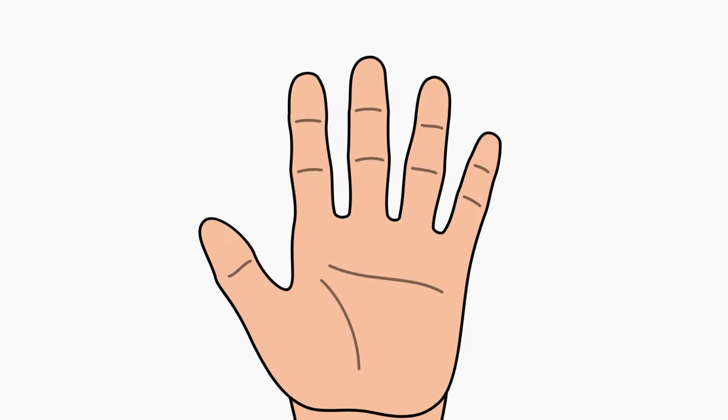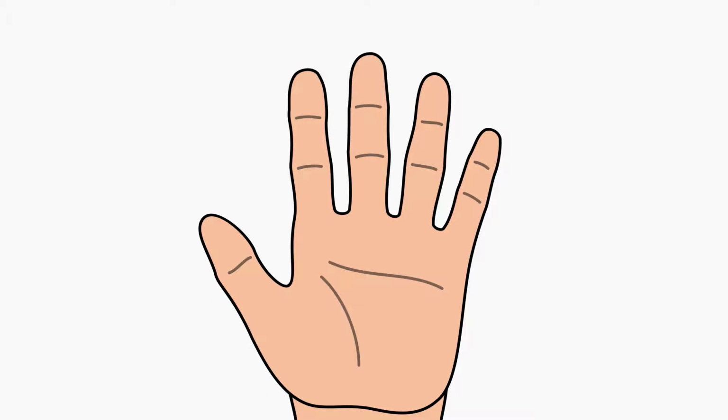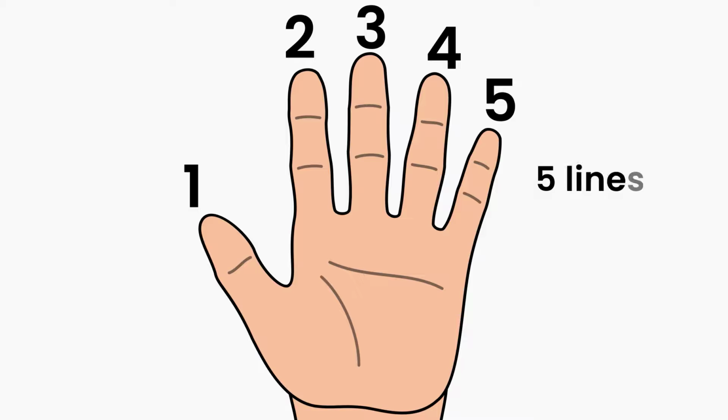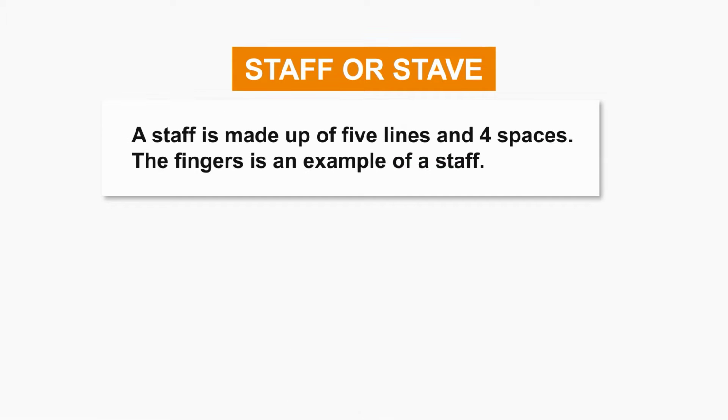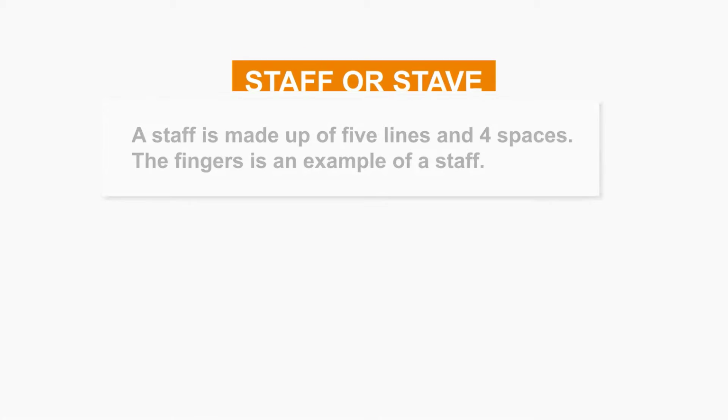Show me your fingers. Let us number it from the thumb, that is 1, 2, 3, 4, 5. Can you see the lines in your fingers and the spaces? That is 5 lines and 4 spaces. This is an example of a staff.